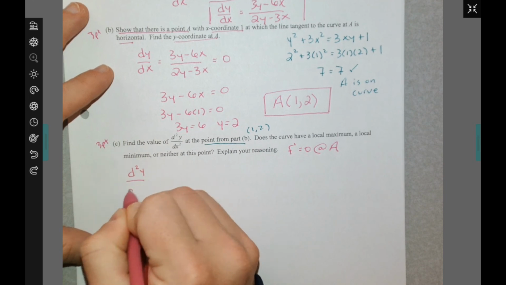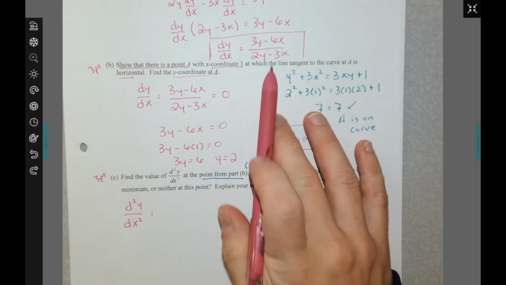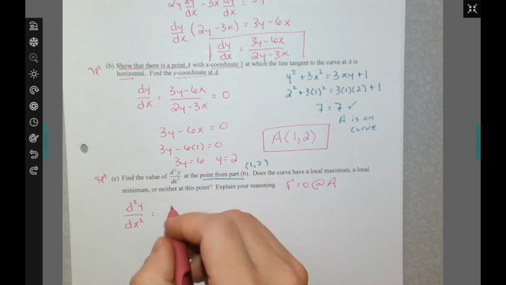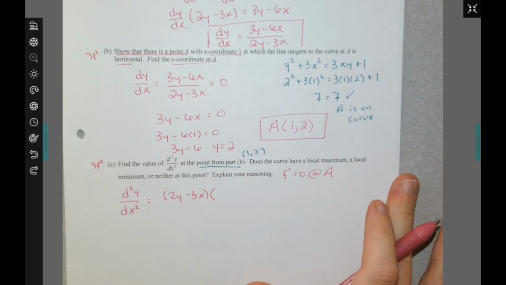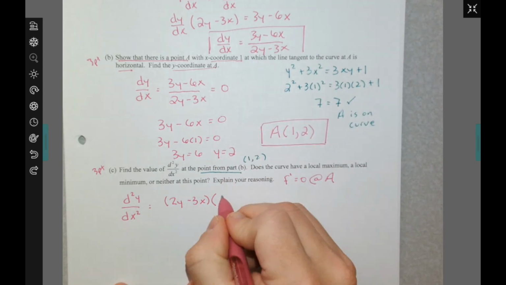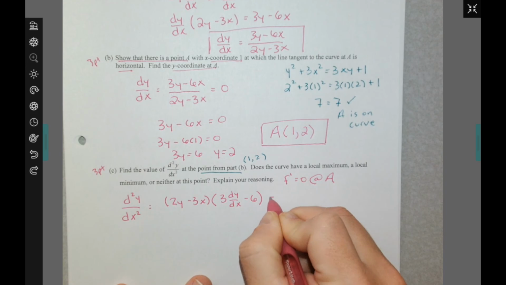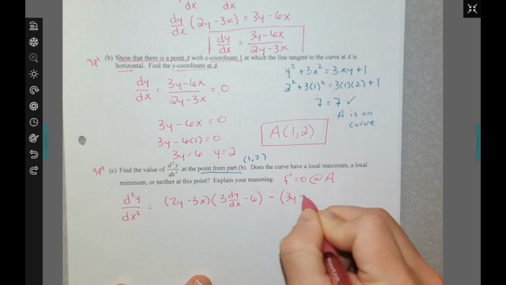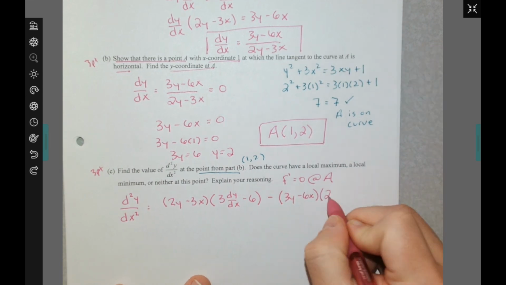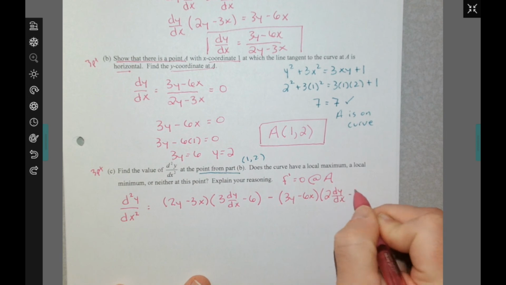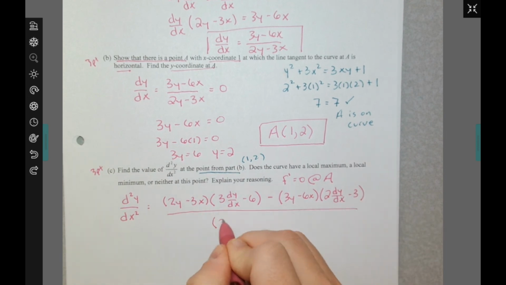To take the second derivative is going to be a little bit of a pain because our first derivative was a quotient. So we're going to have to do the quotient rule. You got bottom times derivative top. So derivative of the numerator, you got 3 dy dx minus 6. And then we got minus top times derivative bottom. Derivative of the bottom is going to be 2 dy dx minus 3. And that is all over denominator squared.